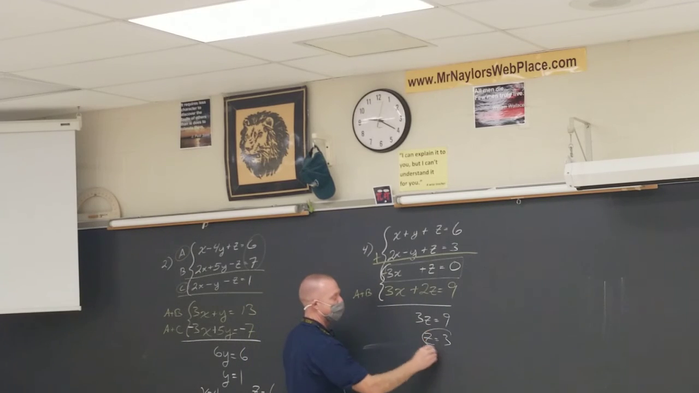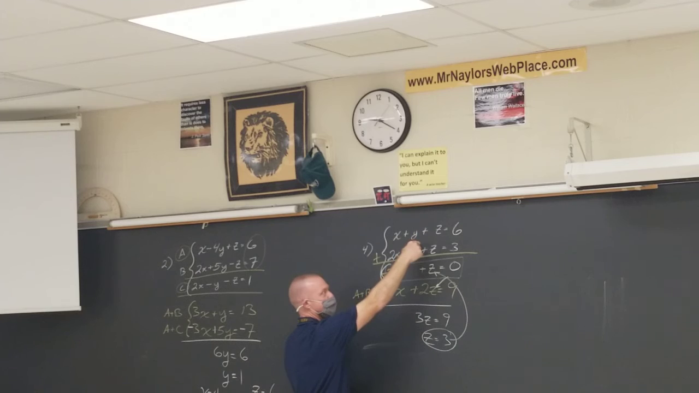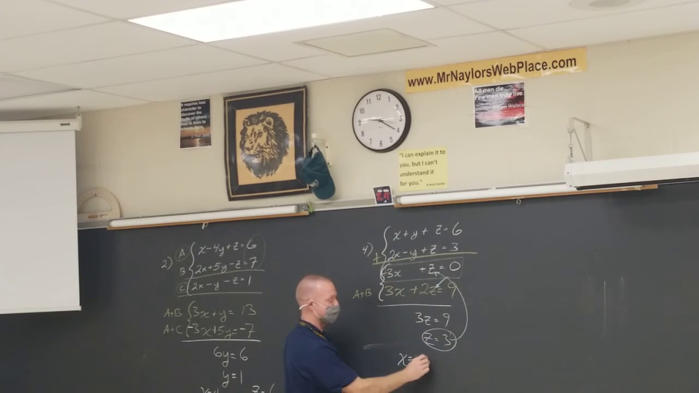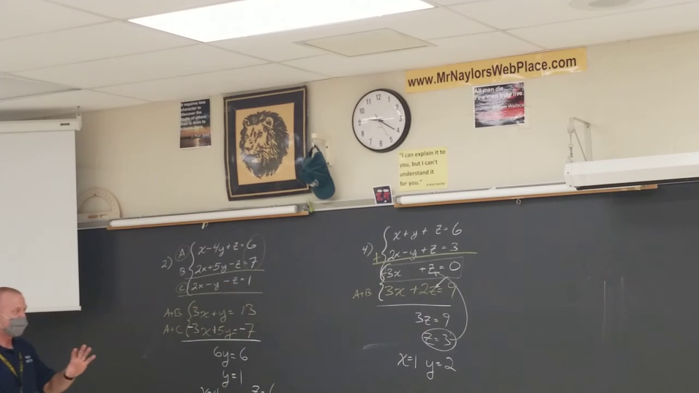Plug 3 back in, probably back into here or to here. Don't go back up to the top yet, but if you plug back in, you'll get x equaling 1. Once you get x equals 1, then I can go back up and plug in here to get my y value, which happens to be 2. The answer is 1, 2, 3. If there's something I didn't show and you want to see it, if you tried something different and you'd like me to look at it individually, I'm happy to do that.